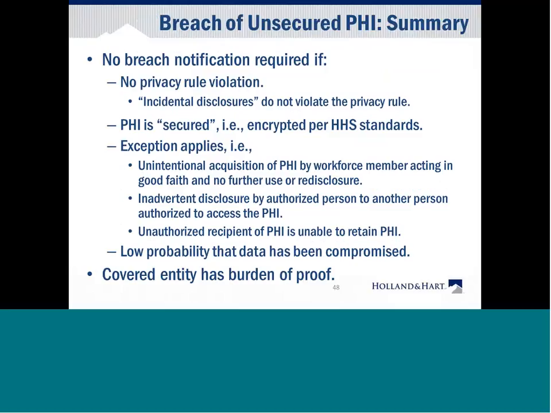Now, that is the standard for breach notification. So to briefly summarize that, no breach notification is required if there was no privacy rule violation. Breach only applies to privacy rule violations. If there is no privacy rule violation, then there is no reportable breach. Specifically, incidental disclosures are not privacy rule violations, and therefore they're not reportable. Second, there's no breach notification required if the PHI is secured. For example, in electronic information, if it was encrypted per HHS standards, even though you lose it, if it's secured, it's not a reportable breach.